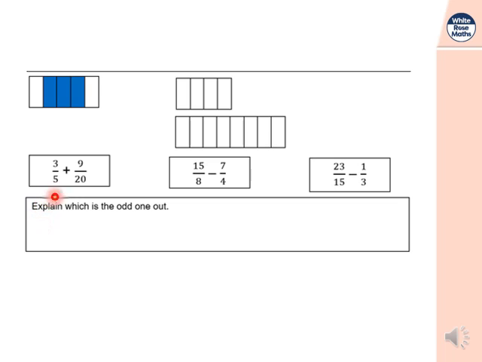So we have 3/5 add 9/20, 15/8 take away 7/4, 23/15 take away 1/3. Can you calculate those and work out your answers? And then, what would be the odd one out? That's a real challenge. Can you identify, like yesterday, your own ideas of what the odd one out could be? Could be a variety of reasons. Can you think of your reasons? Maybe because some of your answers are larger than one whole or less than one whole. It may be you have the same denominators. What could be the odd one out? Have a go.